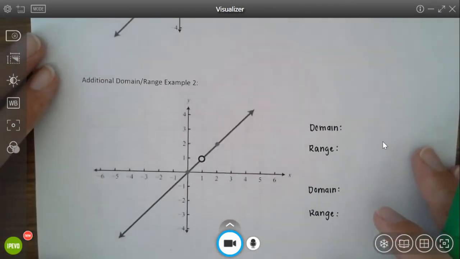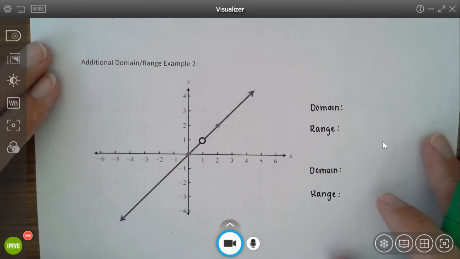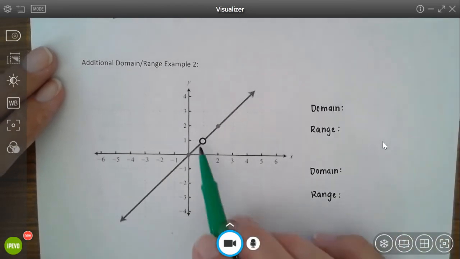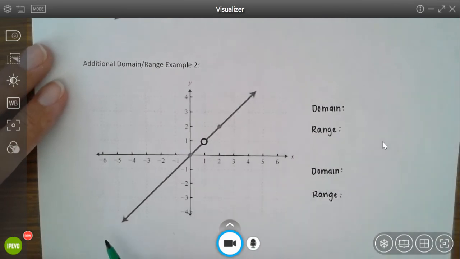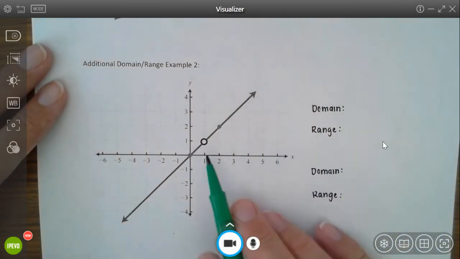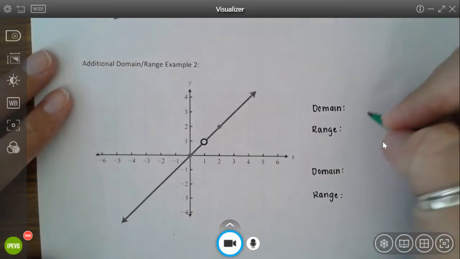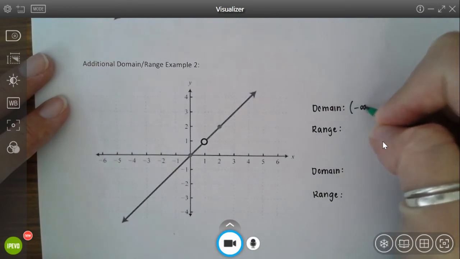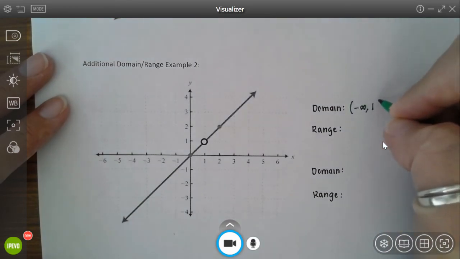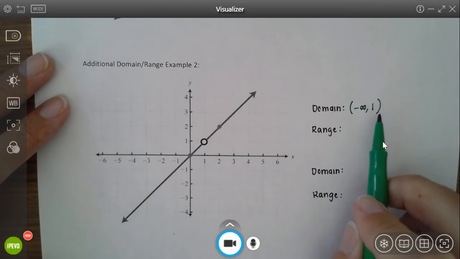Just some notation to go over with you for something that looks like this. Obviously, that looks like a pretty similar graph, except there's a hole in it. So for its domain, we would say that it's all real numbers except for the x value of 1. So we could write this one of two ways. In interval notation, that would be negative infinity, comma 1. And since that is an open circle, we'd want to use the parentheses here.